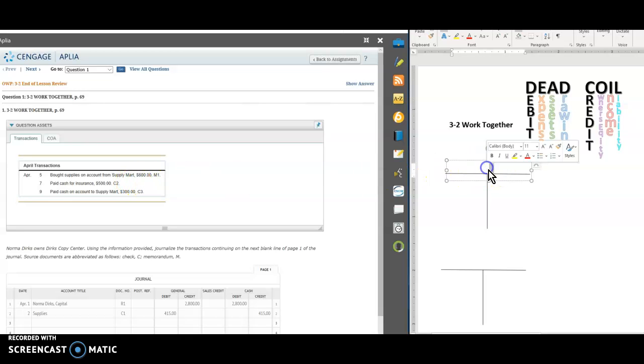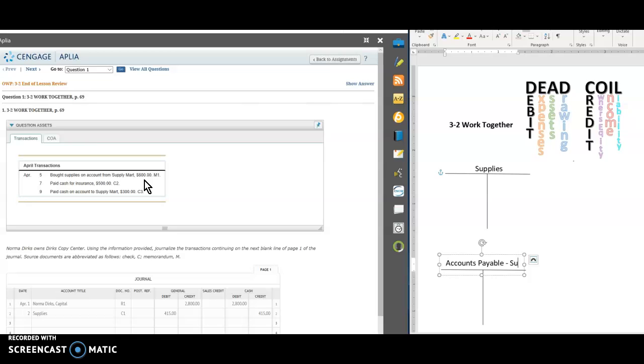All right, April 5th, bought supplies on account from Supply Mart. So one of my transactions is supplies, and then we are buying something from Supply Mart, so that means we owe them money. So that's going to be an accounts payable. All right, so accounts payable to Supply Mart, and it got cut off, but you know what it is. Okay, so the amount is $600.